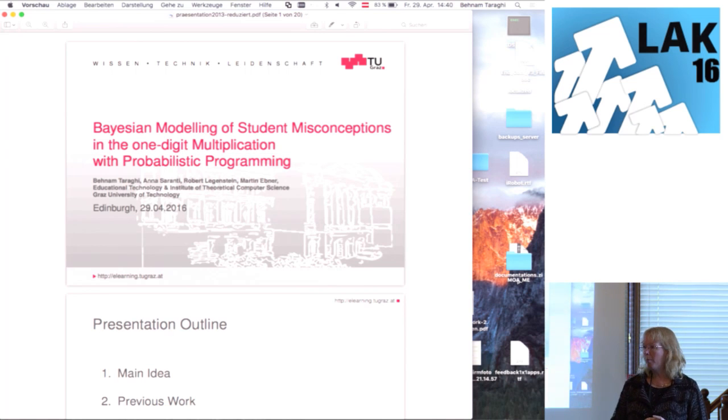Talking about one-digit multiplication and what sort of problems we can find with that through different forms of modelling.